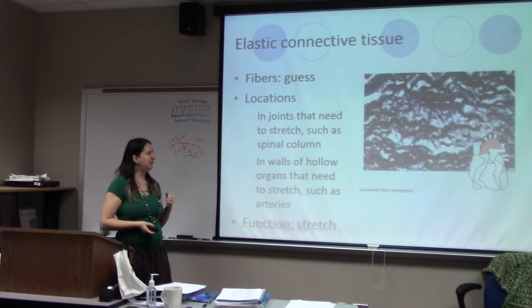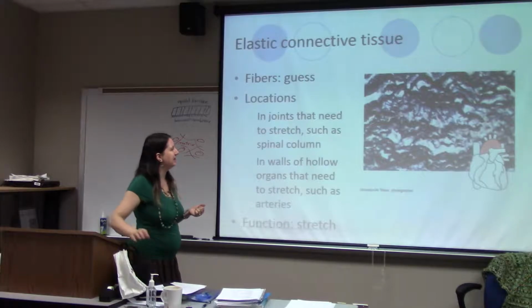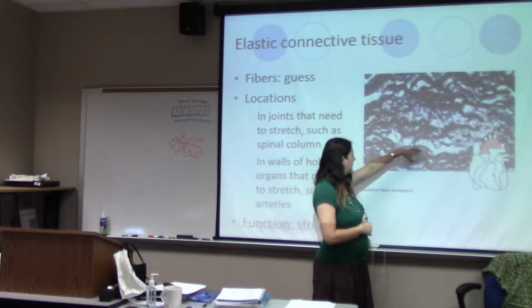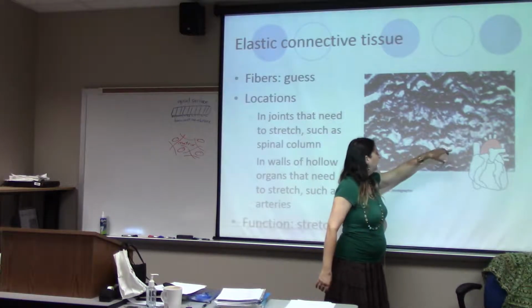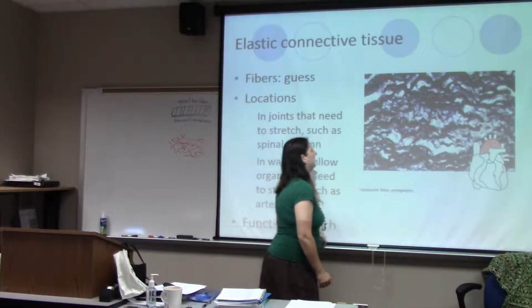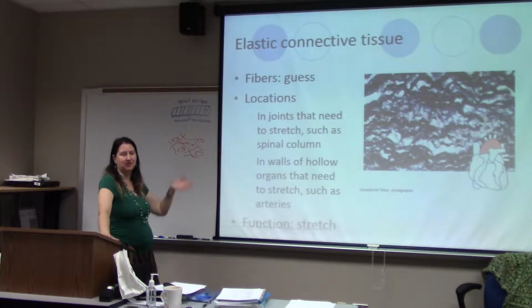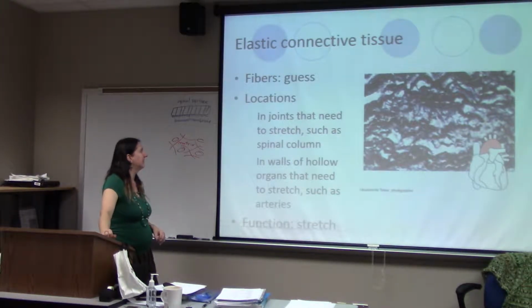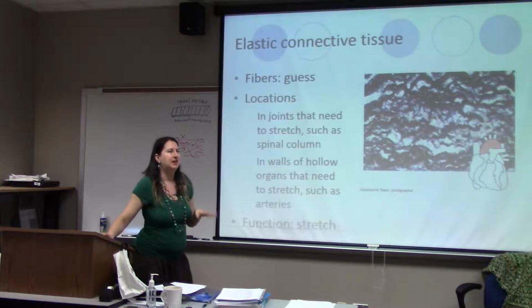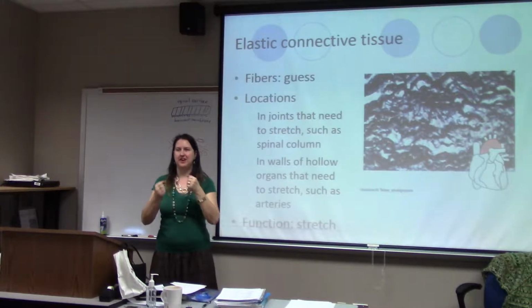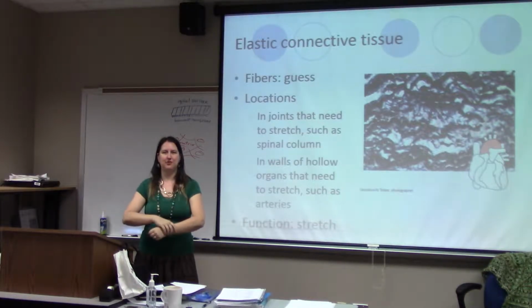Our last connective tissue proper, elastic connective tissue. This one's even more tightly packed and dyed blacker, so it's hard to even pick out individual fibers, which are, of course, elastic. Elastic connective tissue is found in places where stretch is the most important. A few joints have it, like in the spinal column, instead of collagen for the ligaments.